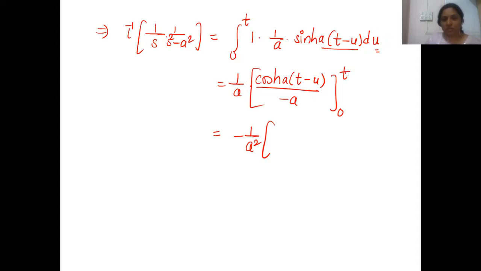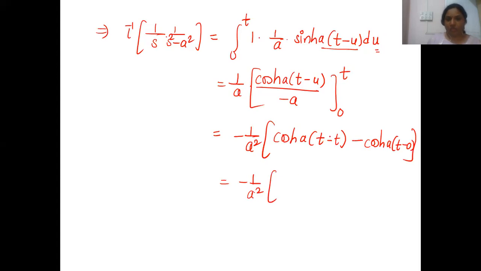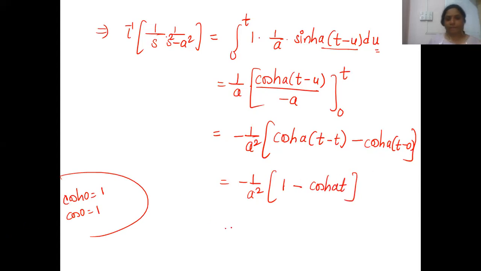With respect to u, so we are substituting over u. Cos hyperbolic a(t minus u): upper limit u equals t minus lower limit u equals 0. Cos hyperbolic a(t minus t) minus cos hyperbolic a(t minus 0). It is minus 1 upon a square; t minus t is 0. Cos hyperbolic 0, what is the value? Not cos a; this is 0. T minus t is 0. Cos hyperbolic 0 is 1, please remember. Cos h 0 is 1 and cos 0 is also 1. So this is 1 minus cos hyperbolic at. So done, that can be your answer. Or if you multiply by the minus inside, it is cos hyperbolic at minus 1 upon a square that will be your answer by the convolution theorem.